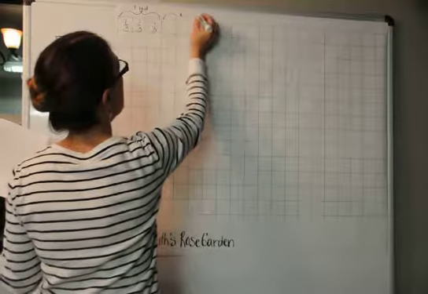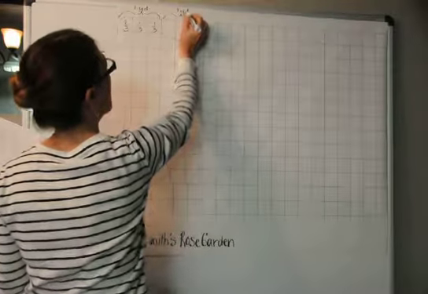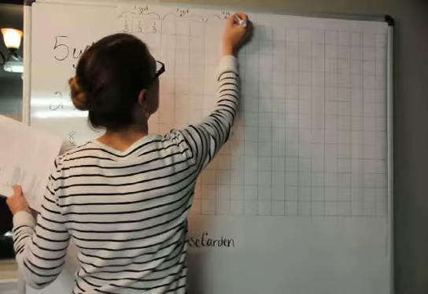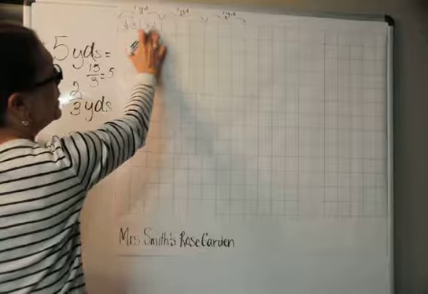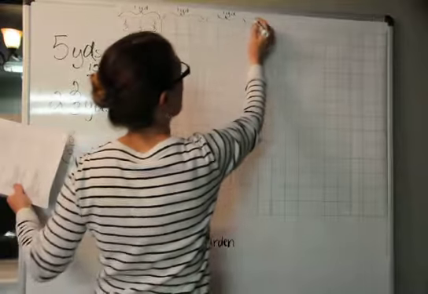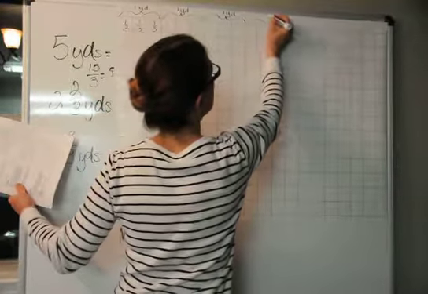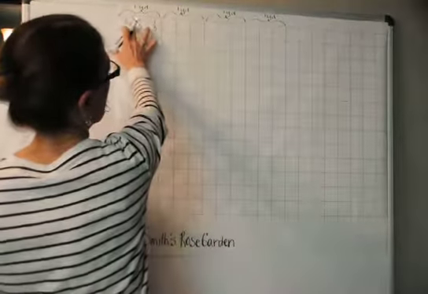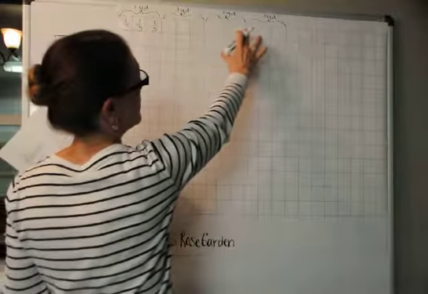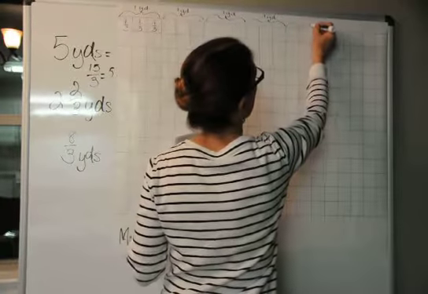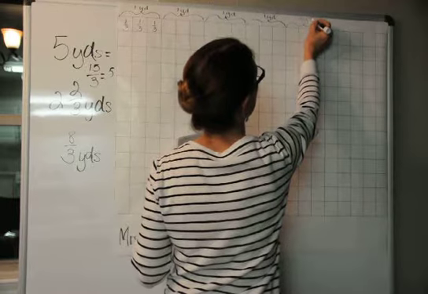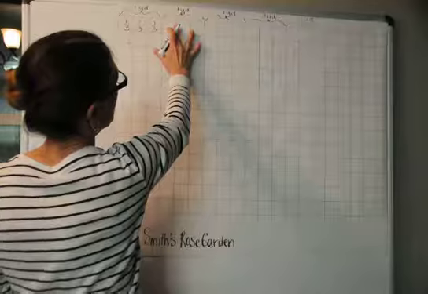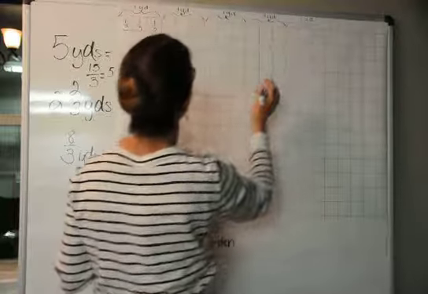And we would continue that, so this would be 1 yard, 2 yards, 3 yards. Let's go ahead and continue that all the way across so that we can see for our length, this would be 1 yard, 2 yards, 3 yards, 4 yards. And this would give us 1 more yard for 5 yards. So 1 yard, 2 yards, 3 yards, 4 yards, 5 yards.